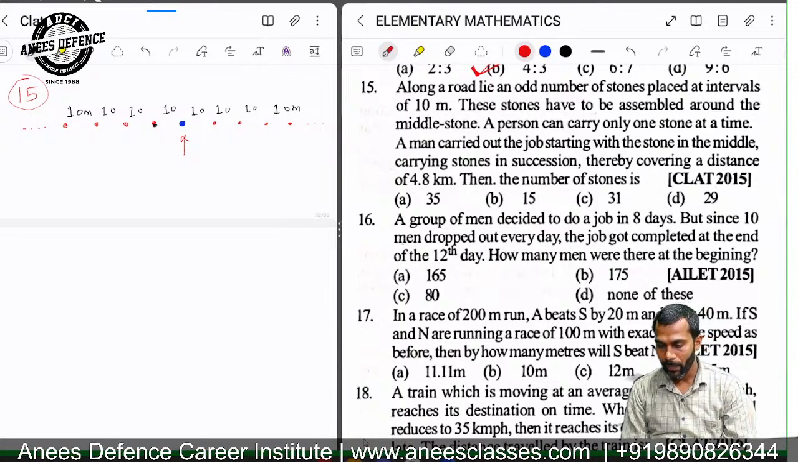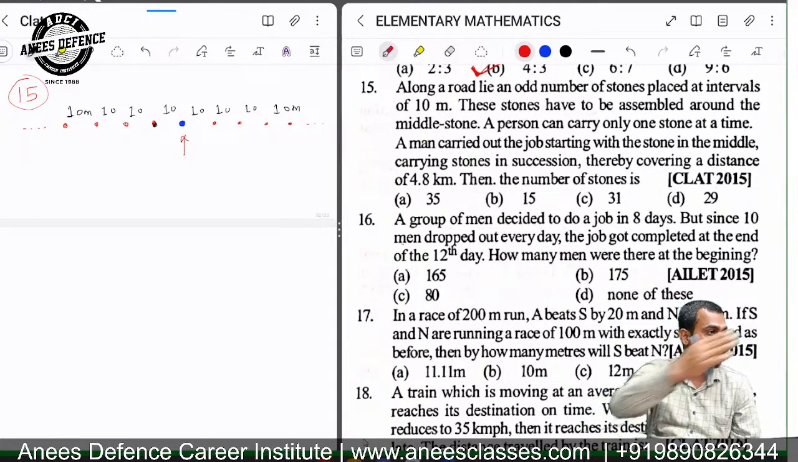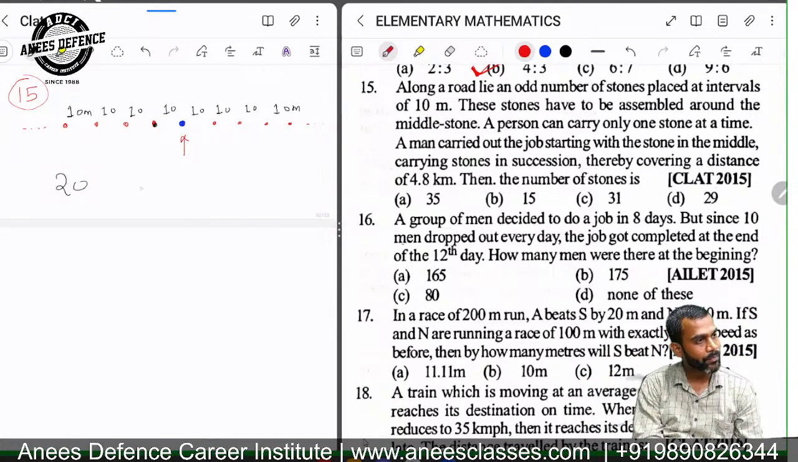Purva, are you getting it or not? Yes, sir. So starting with the middle stone, he does not have to carry the middle stone because every stone has to assemble in the middle. So now an AP will be formed. If you see, to take the first stone, how much distance does he have to cover? 20. He has to go 10 meters and then come back 10 meters. So 20 for the first stone, 40 for the second stone, 60 for the third stone, and so on.